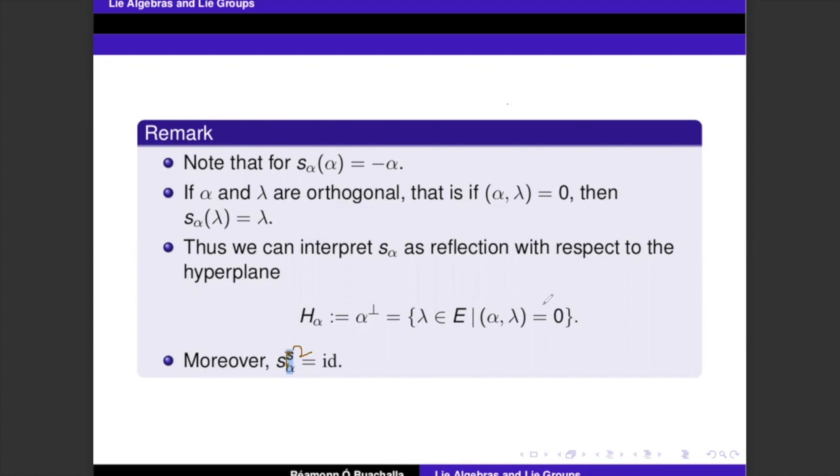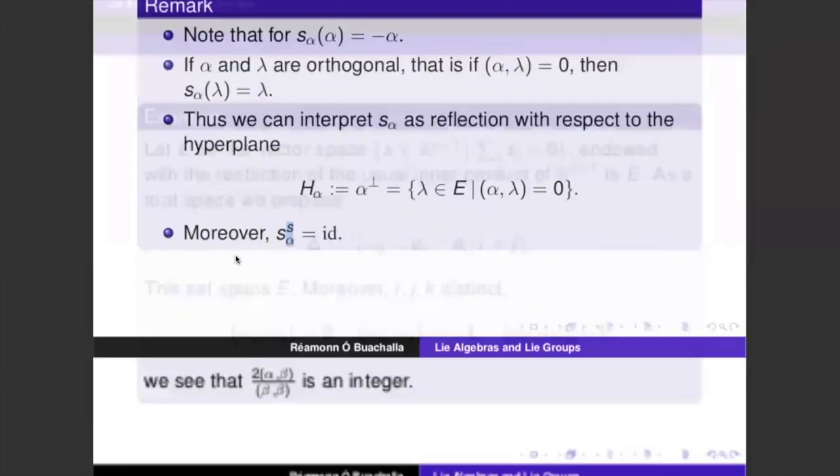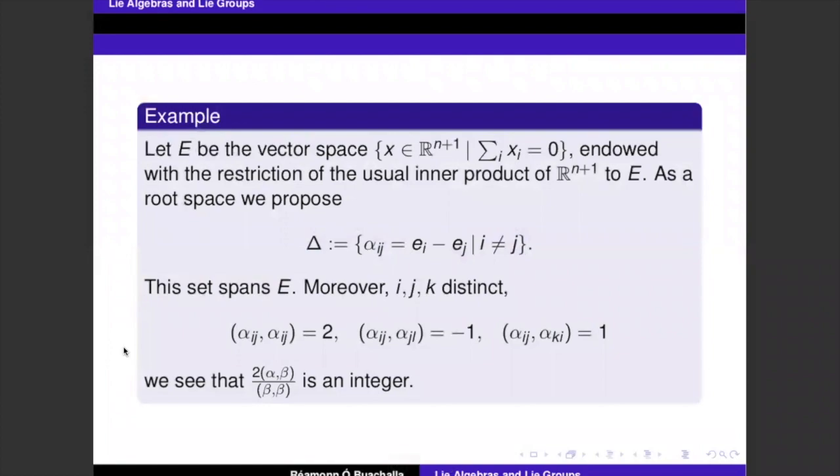Okay. So these things will form a group as we see later on because S squared is equal to the identity. Let's clear the drawing. Now, what's an example of these things? Well, this is probably one of the easiest examples.